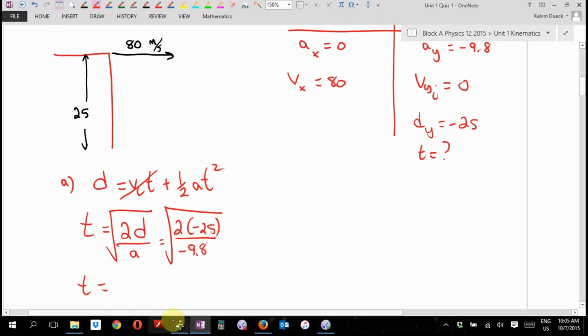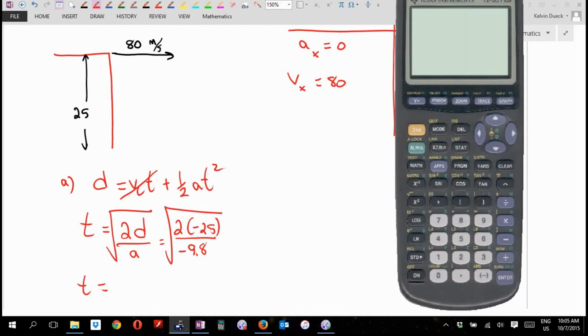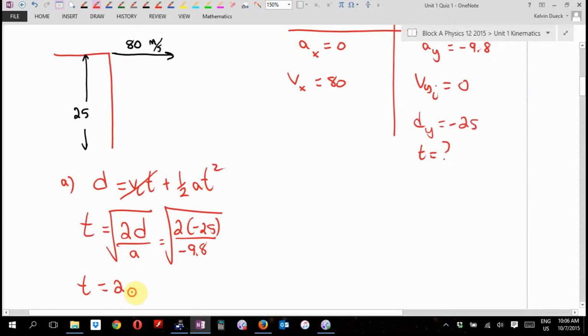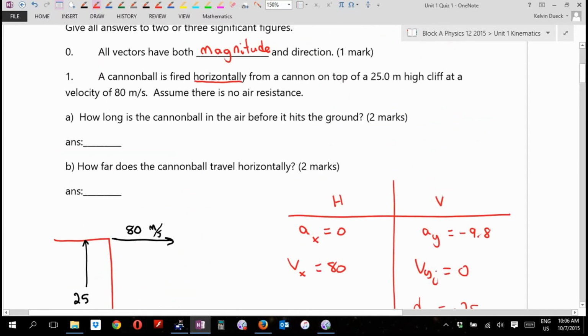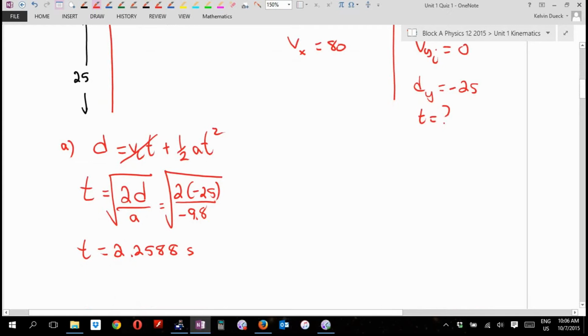The total time of flight to hit the ground is going to be the square root of 2 times negative 25 divided by negative 9.8. 2.26, well, first of all, I'll carry some extra sig figs. I'm going to write 2.2588. And then for my answer, now if you didn't write your answer in the box, if you just left it down here and put a box around it, you're smart.